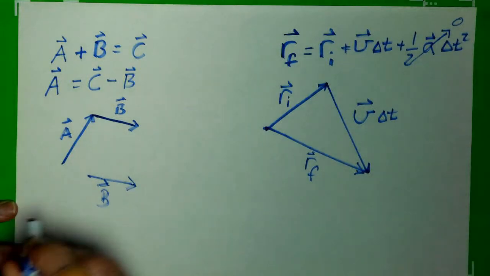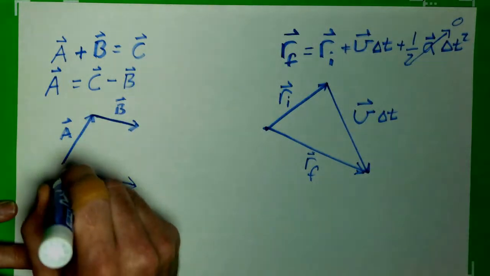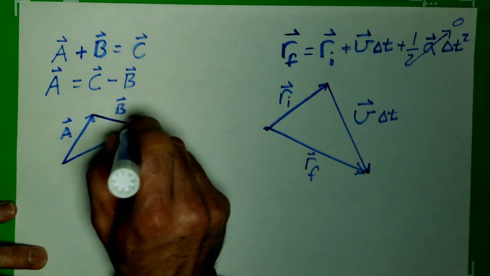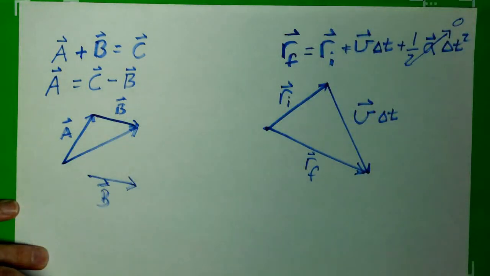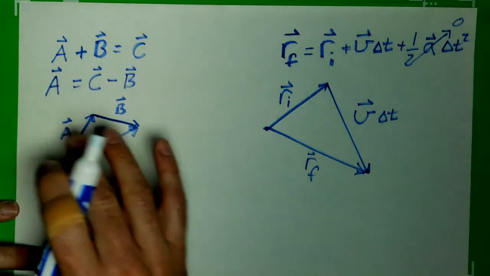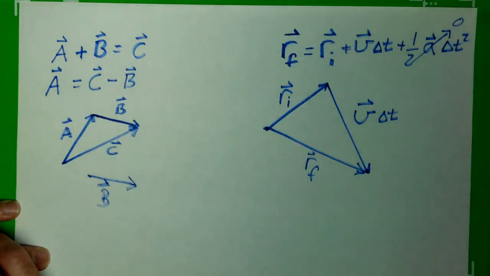And vector C then, the result, goes from the tail of the first vector to the tip of the second vector. That would be vector C. That's the generic way of adding them graphically.